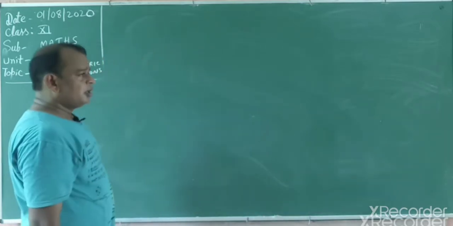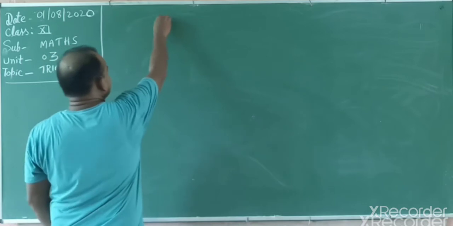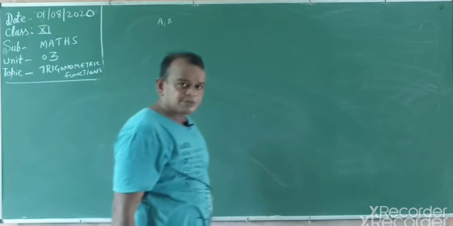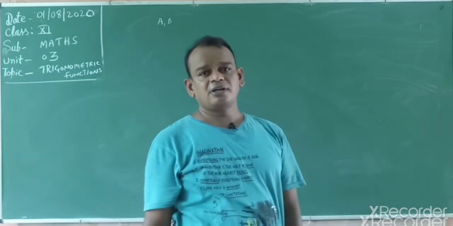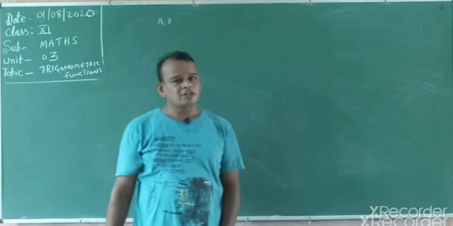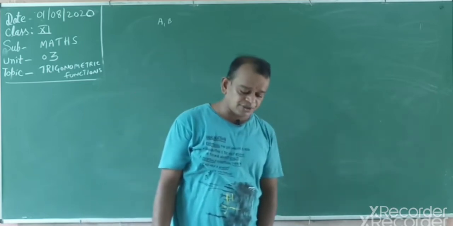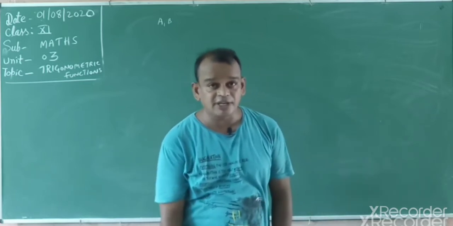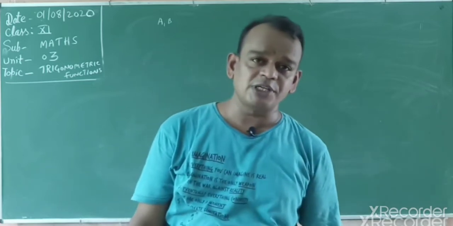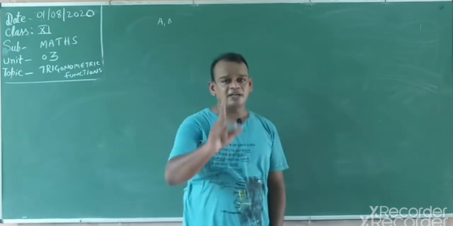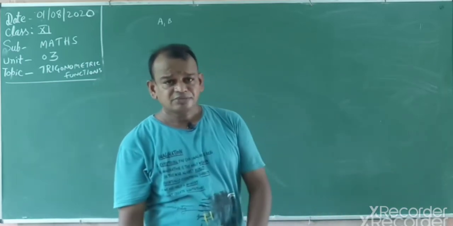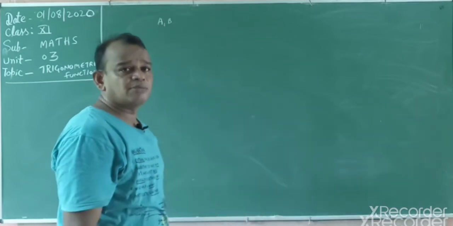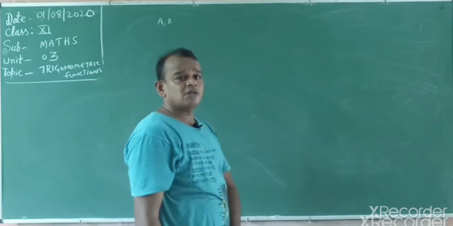Understood? Now, suppose A, B are two angles. Then for A plus B and A minus B we find the trigonometric functions or ratios. What are the trigonometric ratios? Sine of A plus B, sine of A minus B, cos of A plus B, cos of A minus B, tan of A plus B, tan of A minus B, cot of A plus B, cot of A minus B. We will find all the trigonometric functions of the sum or difference of two angles. That is called compound angles.